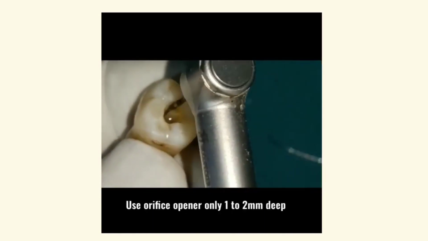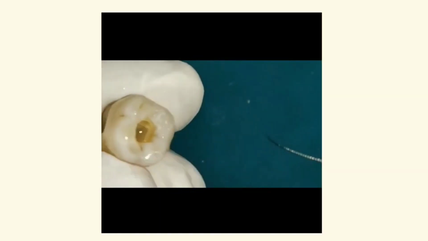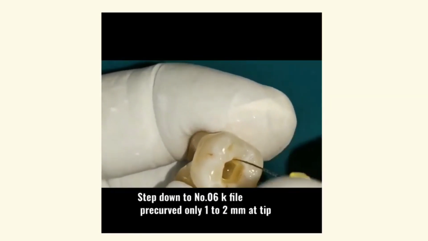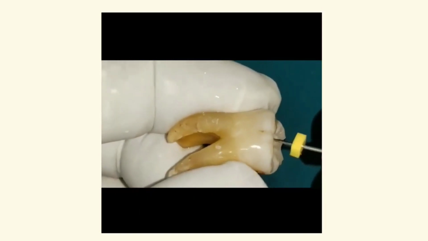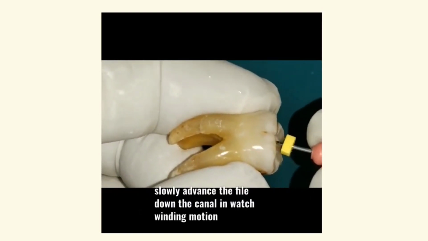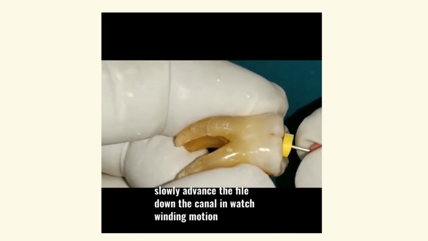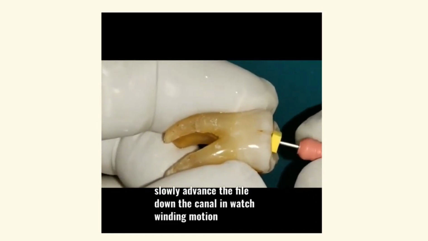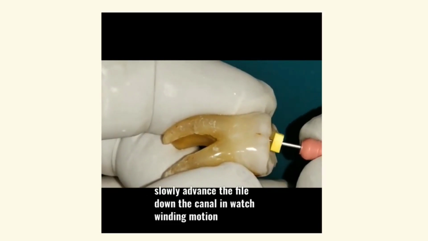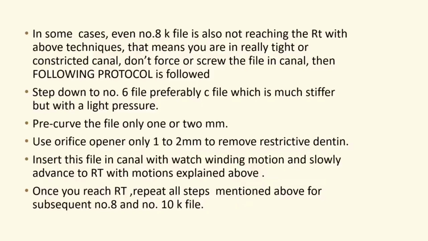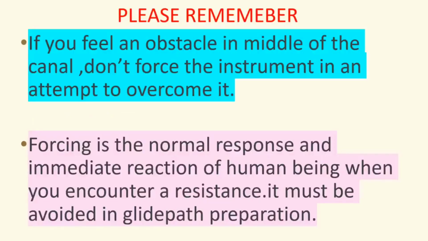Don't force the file. Remove the file, irrigate the canal. Now step down to the number 6 file, preferably a C file, which is stiffer, but with light pressure. Pre-curve the file and insert this file in the canal with a watch winding motion and slowly advance to the radiographic terminus with the motions explained above. Once you reach the radiographic terminus, do a little up and down motion to loosen the file in the canal. Again repeat all the steps mentioned above for the subsequent number 8 and number 10K files. These are the descriptions of the steps which you have done.